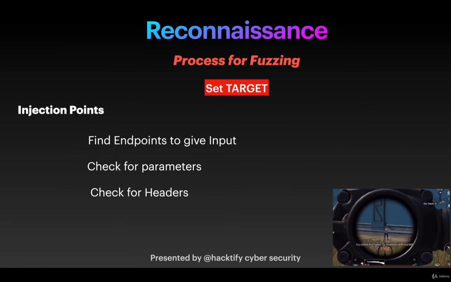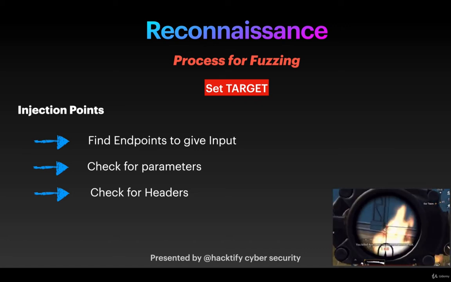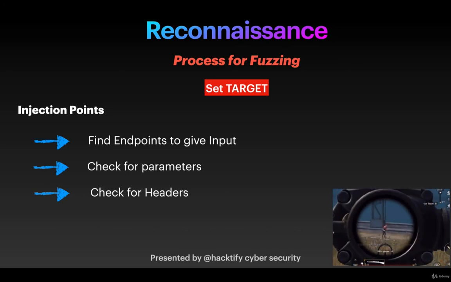So let's see the process for fuzzing. The first thing that we are going to do is set the target. We are going to find the endpoints to give the input, which we will also call an injection point. Next, we are going to check for the parameters where we are going to give the injection point, where we are going to supply the word list for the fuzzing. Also, we are going to check the headers, and we will fuzz those different headers and see how the application behaves when we give different sets of word lists to the application.